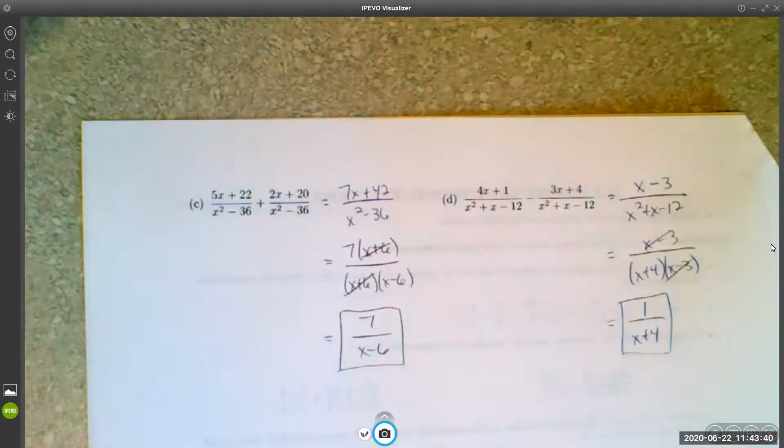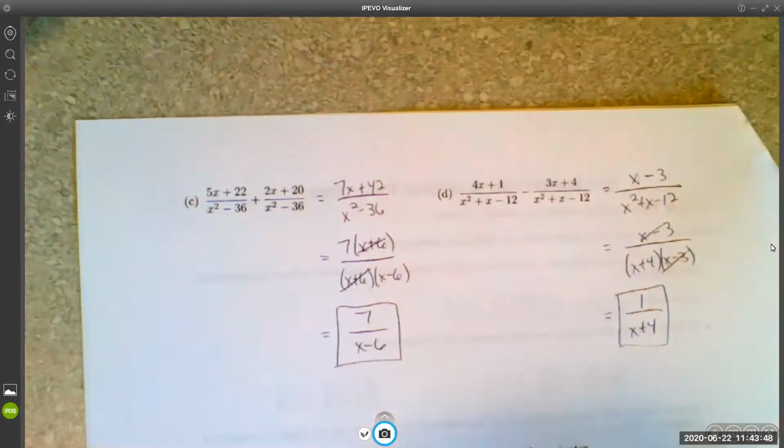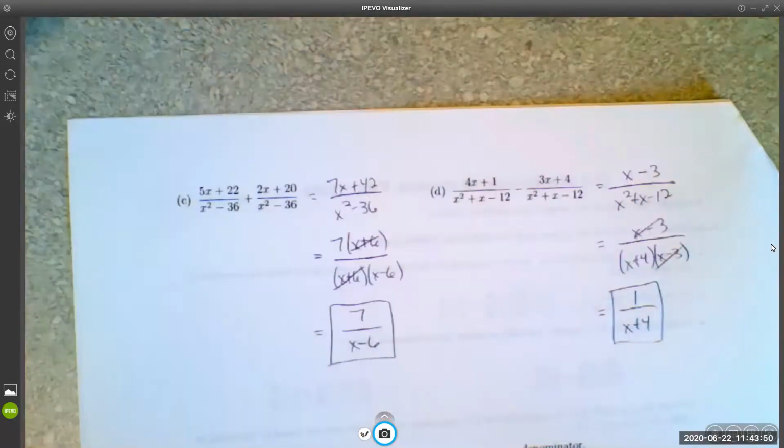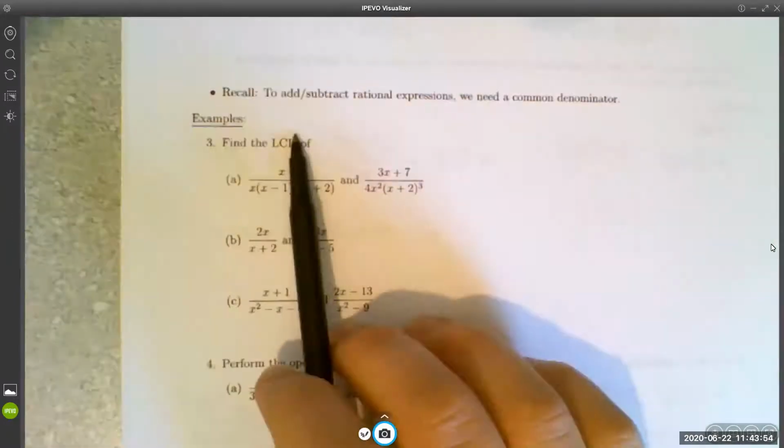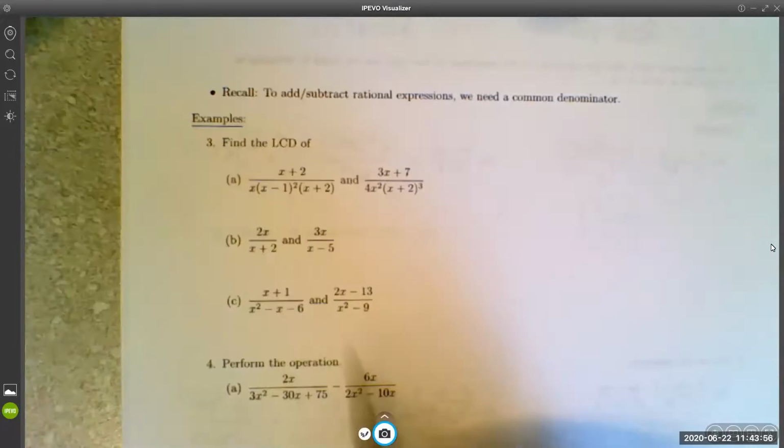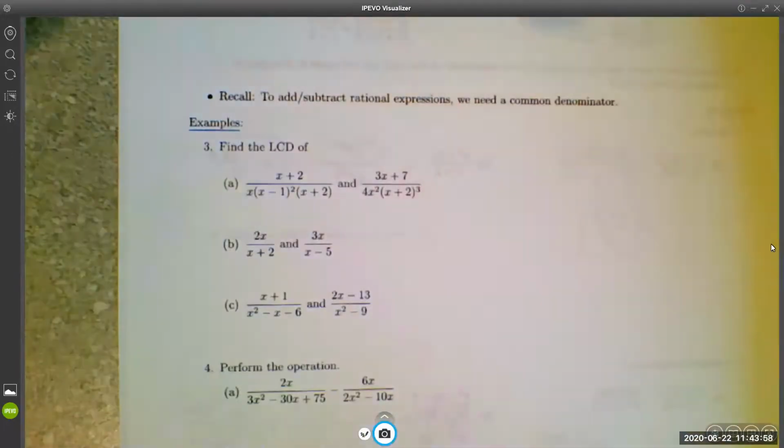Now, what happens though if you don't have a common denominator? Well, if you don't have a common denominator, then you need to get one, right? You need to force the denominators in the two expressions to be the same. So let's practice doing that. Let's find the least common denominator of each of these pairs of rational expressions.